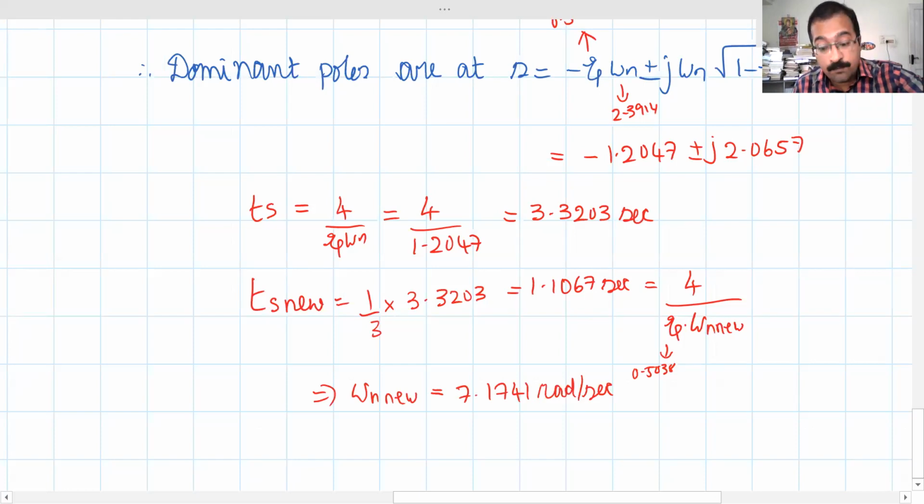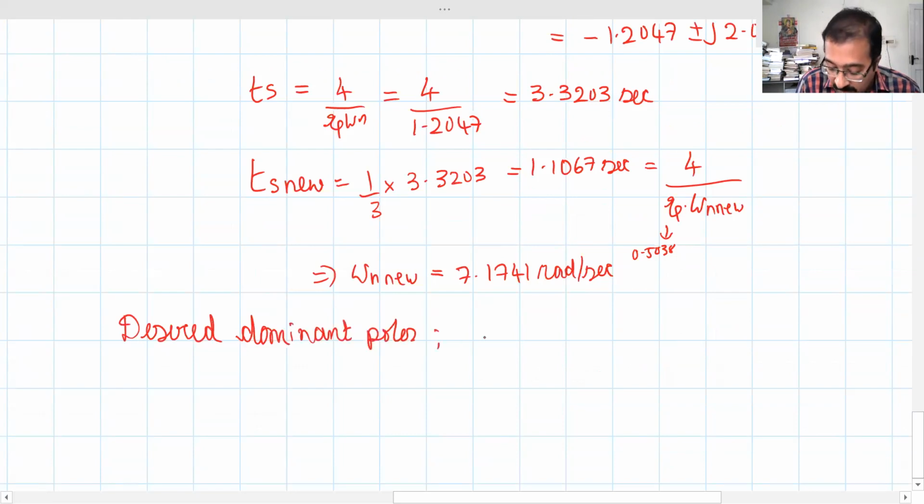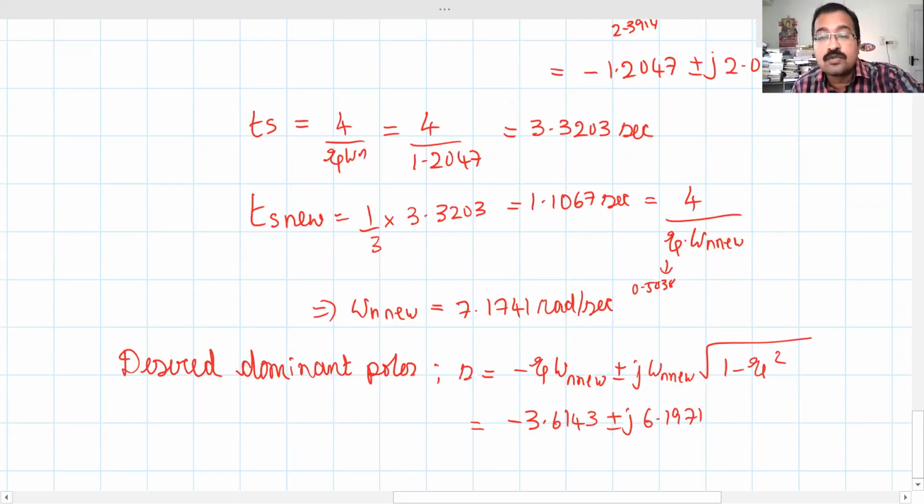So where are the desired dominant poles? They will be at s equals minus theta omega n new plus or minus j omega n new times root of 1 minus theta squared. Just substitute these values. You will get your desired dominant poles at minus 3.6143 plus or minus j 6.1971. These are the desired dominant poles. Our root locus should pass through this point.